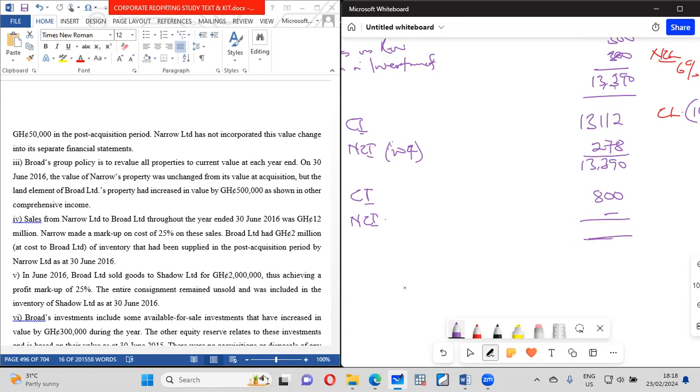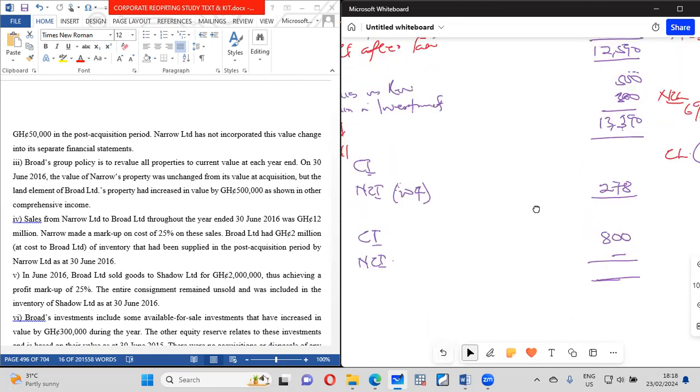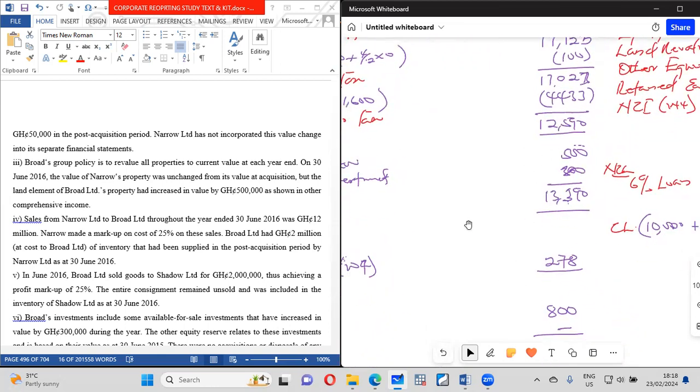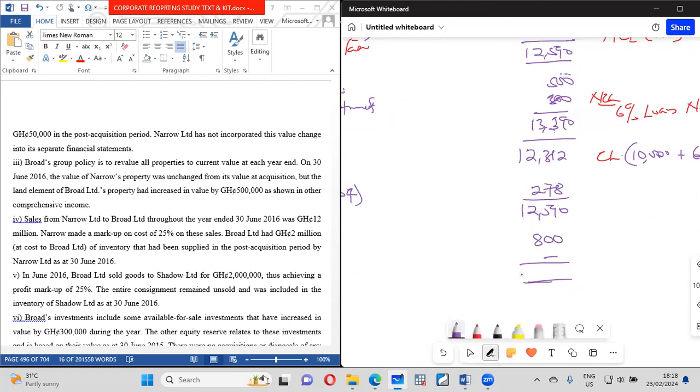No, sorry. So it should be deducted actually from 12,590. So this is 12,590 minus 278. All right. The parent will have 12,312. All right. So basically that is that. So it means here will be 12,590. If I now add it to this one, then I get this balancing figure to 13,390. So basically, this is how we go around it. All right. So that's how we do associate.